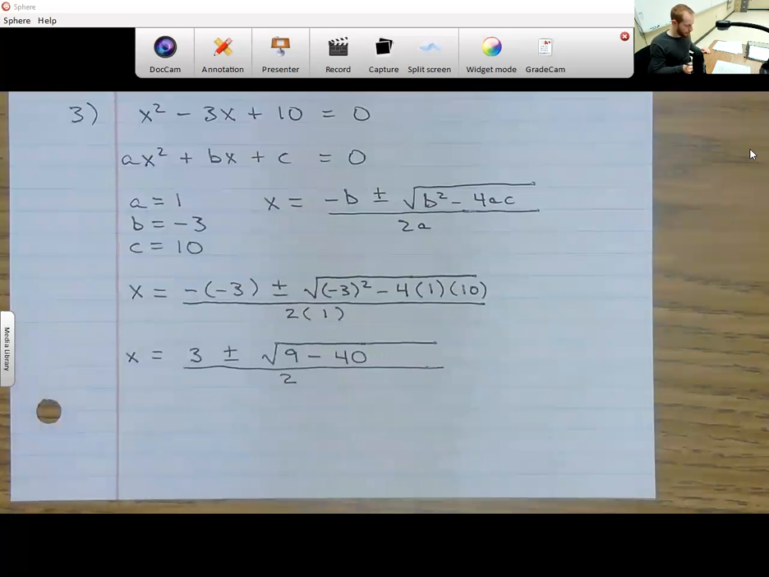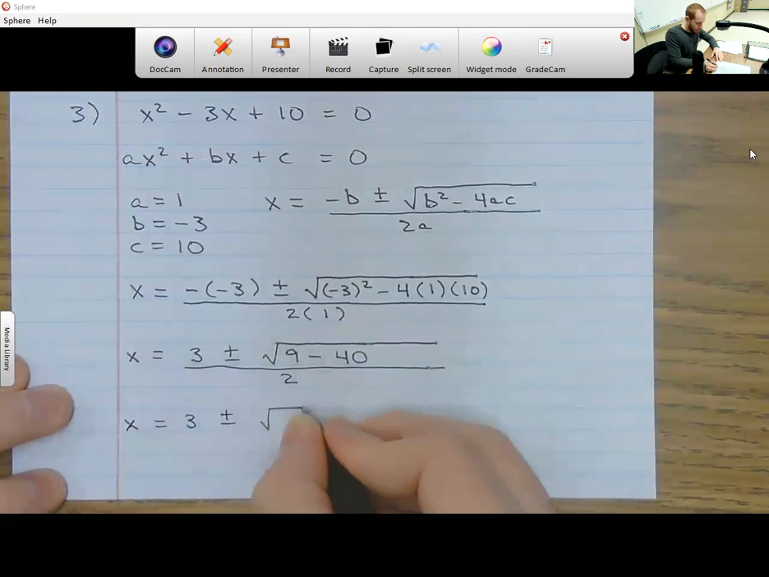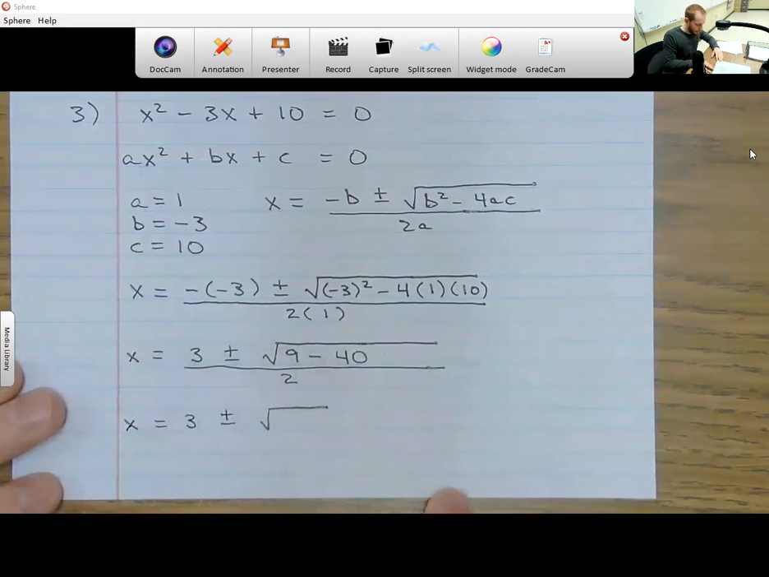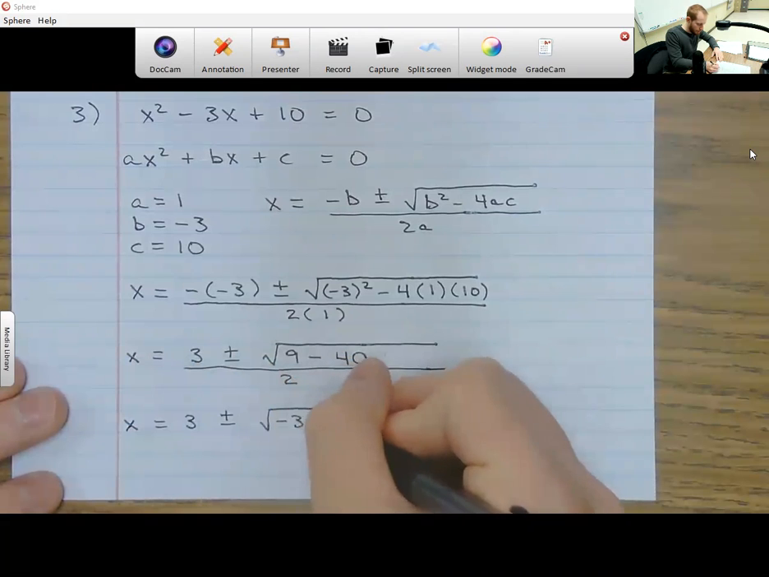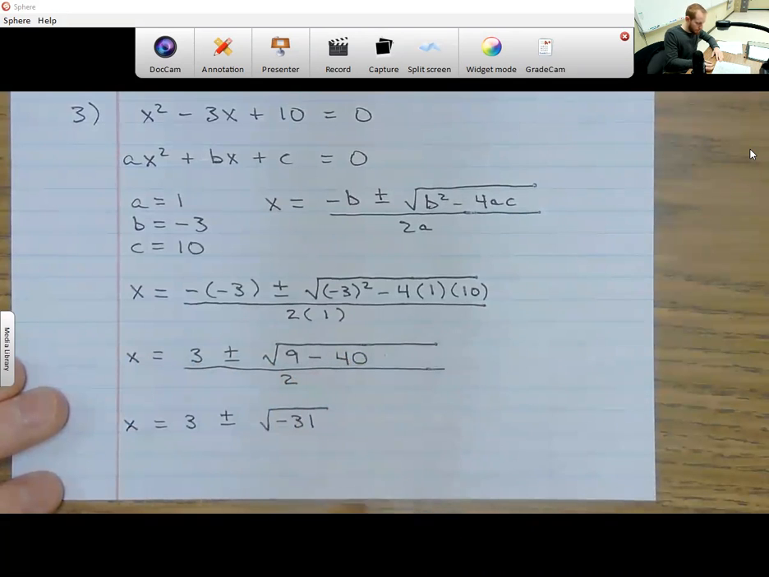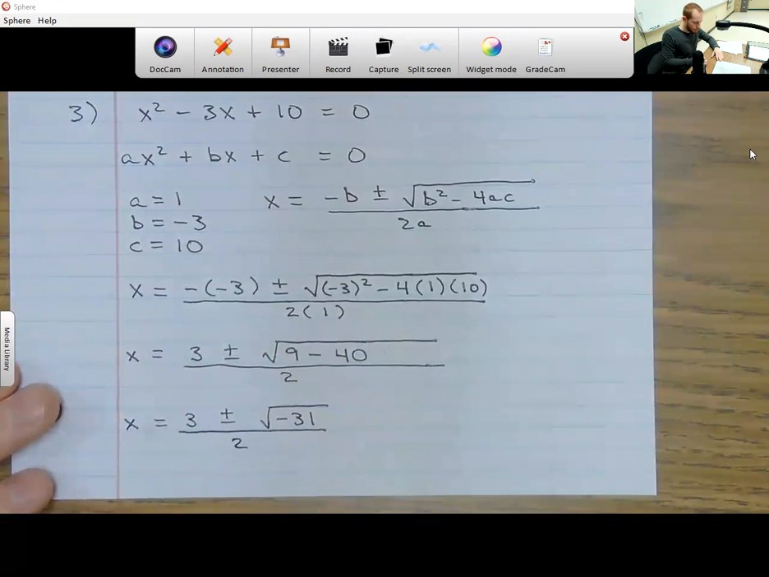Okay. So now let's work out what's inside the radical, and we'll go from there. So I have x equals 3 plus or minus the square root of what? 9 minus 40, that's going to be negative 31, I think. Negative 31? I think so. Everything is divided by 2. Yeah, negative 31. Okay. All right, let me get a new sheet of paper and we'll continue on.